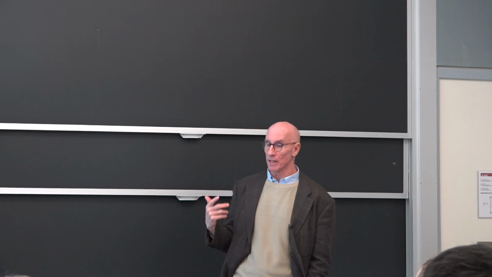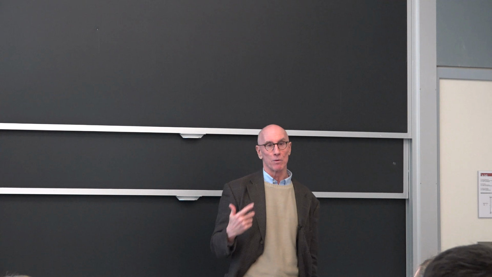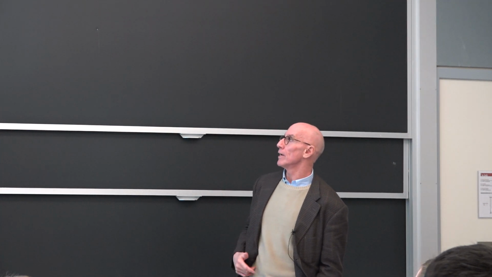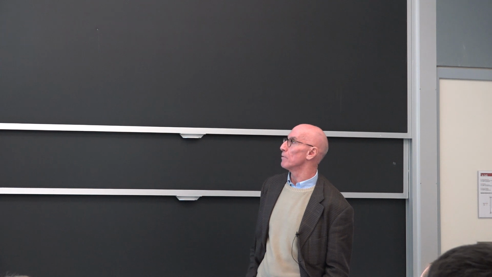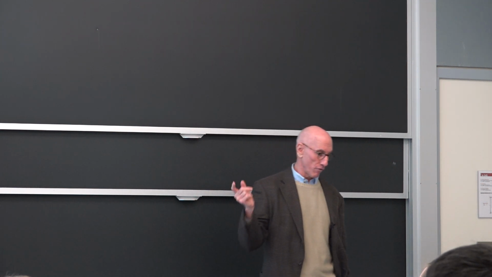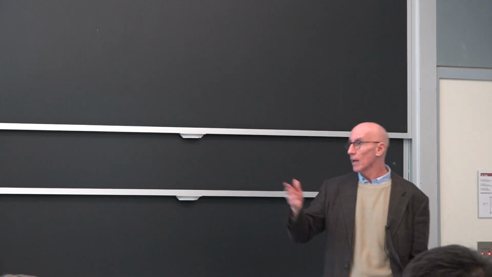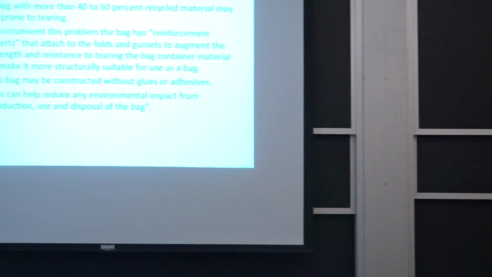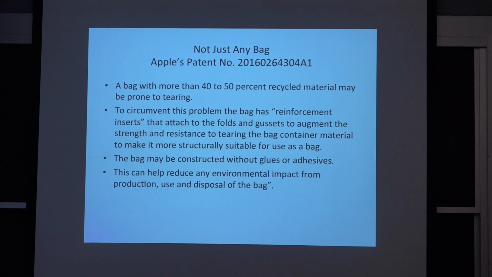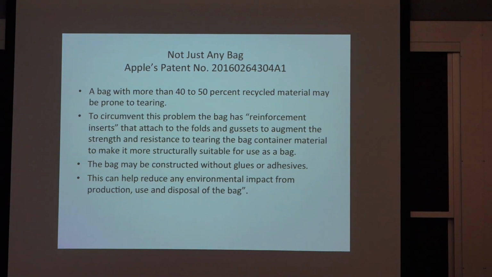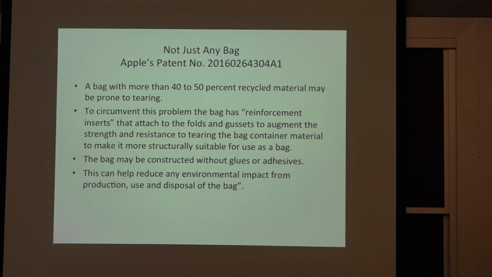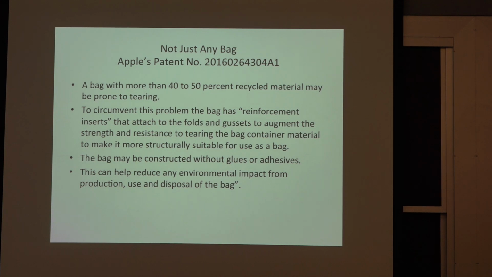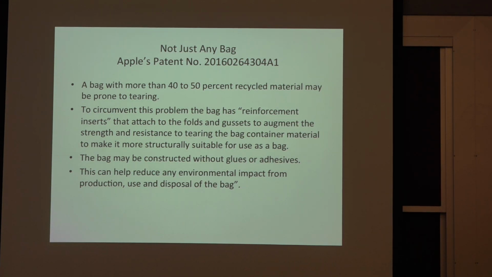Knowledge of the English language and the ability to describe your invention is going to be really important. Every invention needs to be described this way. So first we had the description of the bag, but here's what's in the patent application. We're talking about its purpose, its utility. Okay, so a bag with more than 40 to 50% recycled material may be prone to tearing, like the Roach Brother bags or the Whole Foods bags that you walk home from the store with in the rain. Yes? Actually, the bottom of the bag says that it's 100% recyclable.